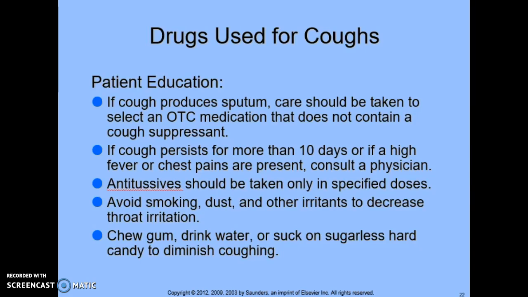You can look at box 25.1 in your book for non-opioid cough suppressants, over-the-counter preparations. So here we talk about patient education for drugs used for coughs. If a cough produces sputum, care should be taken to select an over-the-counter medication that does not contain a cough suppressant. If a cough persists for more than 10 days, or if a high fever or chest pains are present, you must consult a physician.